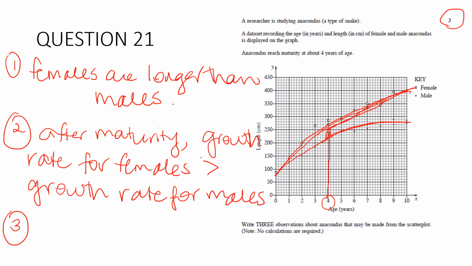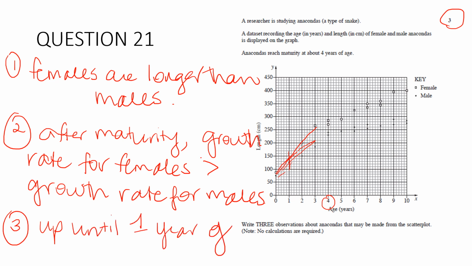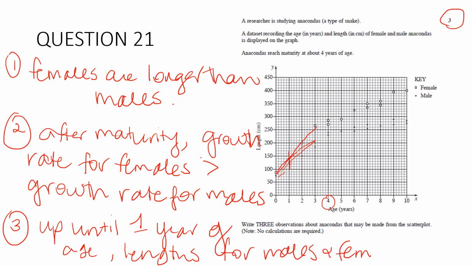And we want a third thing. I'm just going to rub all of that out. I think the third thing, for me anyway, is that in the beginning, they're pretty much the same. Can you see that? So up until 1 year of age, the lengths for males and females is pretty much the same.